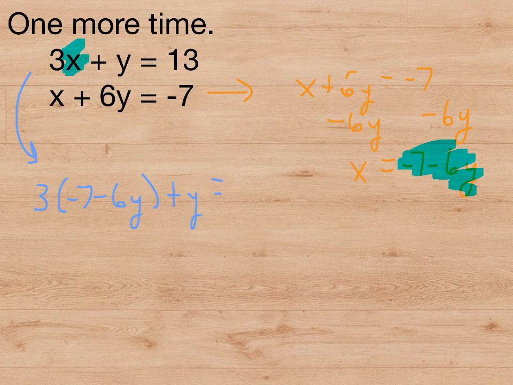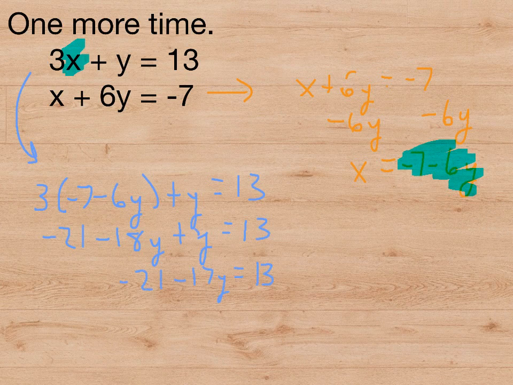So as I rewrite this with the top equation, 3 times negative 7 minus 6y plus y equals 13. Distributive property, 3 times negative 7, 3 times negative 6. Combining like terms. This gets a little messy. I'm going to add 21 to both sides. Do my division. So y is negative 2.